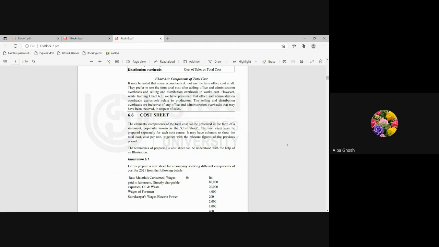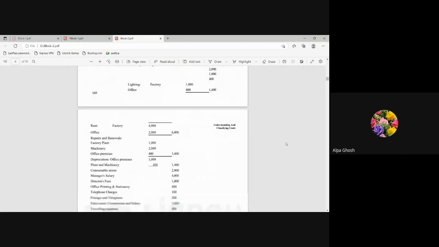Now, with the help of all these components, we prepare the cost sheet. Cost sheet means that we take into account all the costs unit wise and then find what the total cost is. Cost sheet is a statement.